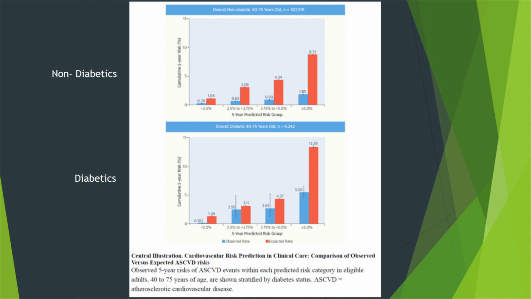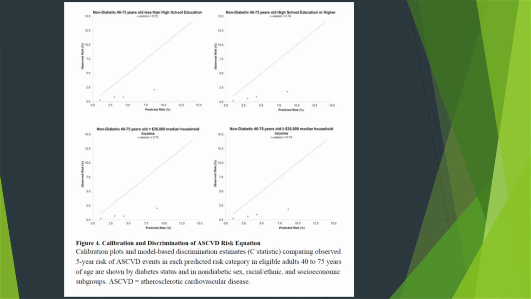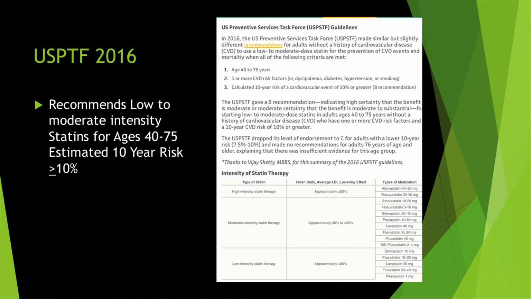There's another one. This is diabetics versus non-diabetics, same study. It's a little bit closer in the diabetics, but still pretty poor. And then you can see the calibrations, they're not even close to the line of identity that you're looking for. So in 2016, based on all these criticisms, the USPSTF basically said we're changing it. We recommend greater than 10% because they realized that a lot of people were being overtreated by this. So they upped the threshold at which you should be treating based on the calculator.